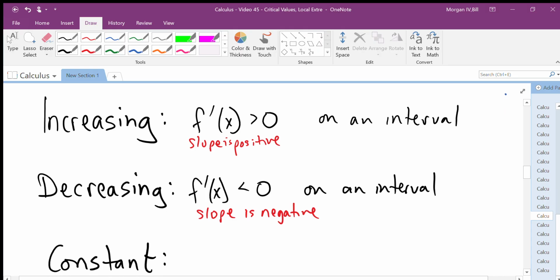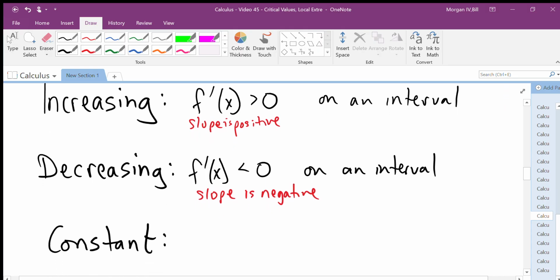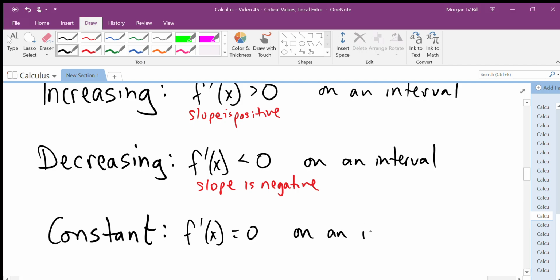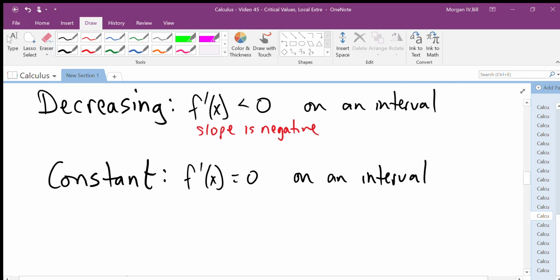Okay, what about when the curve is constant? The curve is constant when the derivative of x is equal to 0 on an interval. And you might be thinking, well, is that the same thing as a critical point? Is a critical value? Not really. So the derivative, if you look at a curve like this, is equal to 0 at this point. f prime is equal to 0.